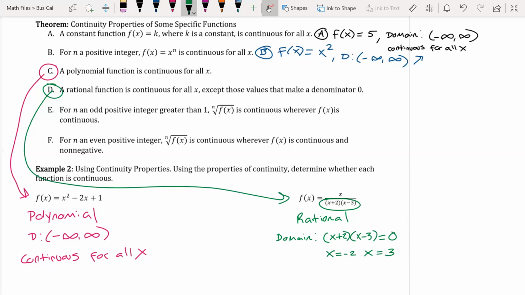But we have to understand something about a rational function: can x actually be equal to these numbers? The answer is no, because if I were to plug -2 in, or plug +3 into the denominator, it would become what number? 0. And can we have that? Not in the denominator. So now we have found the domain of this function.